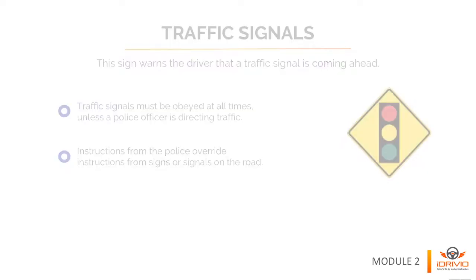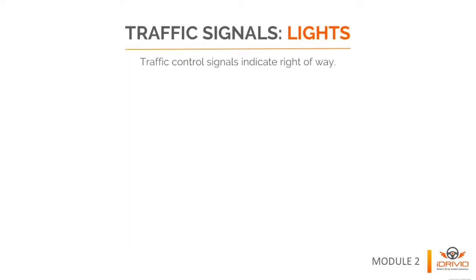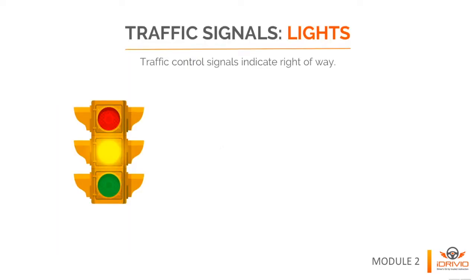Traffic signal lights. Traffic control signals indicate right-of-way. A red light means that you must come to a complete stop. You should stop for a red light in the same place you would stop for a stop sign. Stop at the thick white stop line. If there is no thick white stop line, stop before the crosswalk.